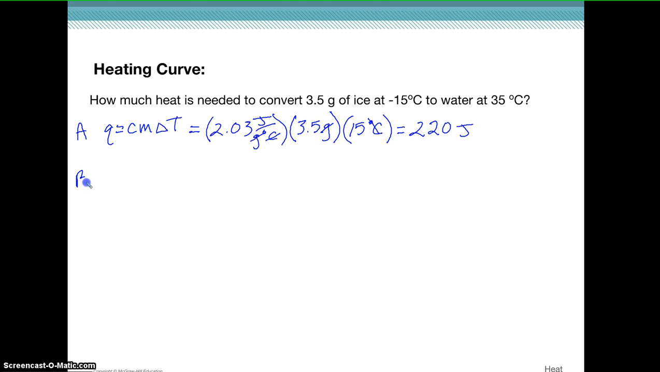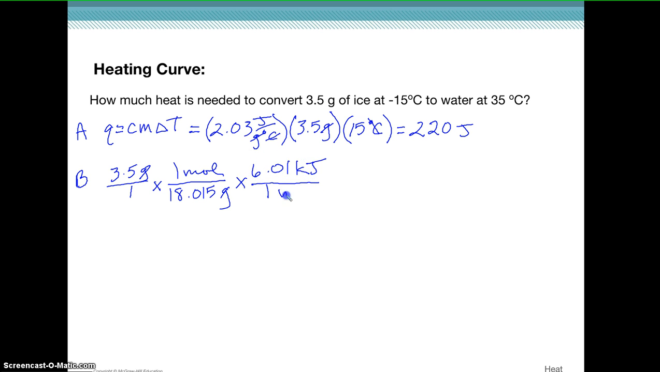And then for section B, we're going to take all of that ice and we're going to turn it into water. So you're going to need to flip back in your notes, find the heat of fusion for water, and we're going to use that as our conversion factor. Now here, we need to convert our grams to moles. So we're going to start with our 3.5 grams over 1. Need the molar mass of water, which is from the periodic table, 18.015 grams. Then we can use the heat of fusion to get our kilojoules. And the heat of fusion for water is 6.01 kilojoules per mole.